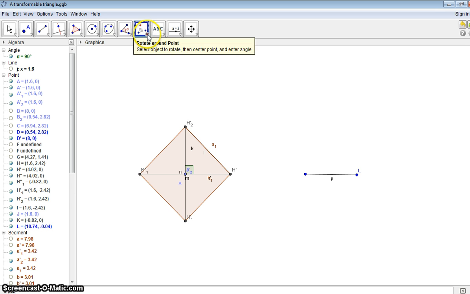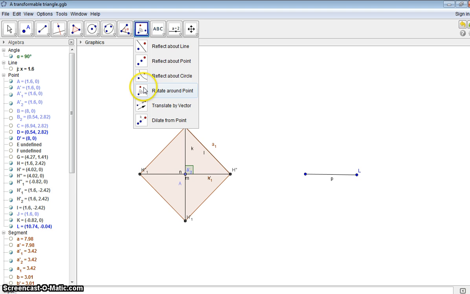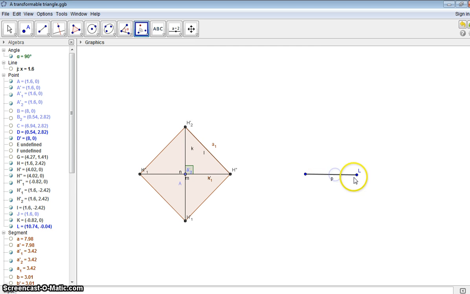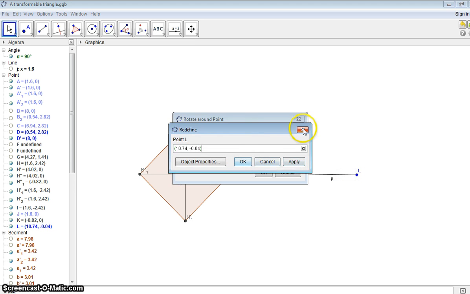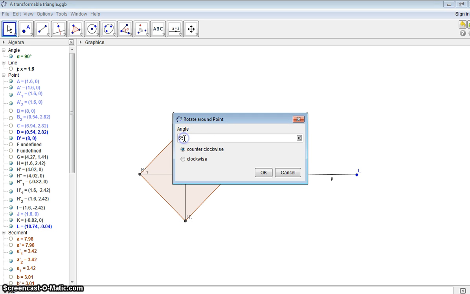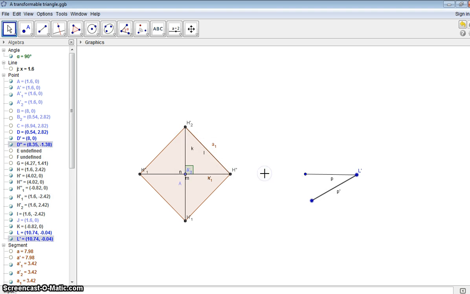Rotate around a point. Let's get something, I don't know, 30s are interesting. So let's rotate this figure around L, 30 degrees. And then I have a copy of the segment, so I'm certain that I have an isosceles triangle. Will that help me to create quadrilaterals that are interesting?